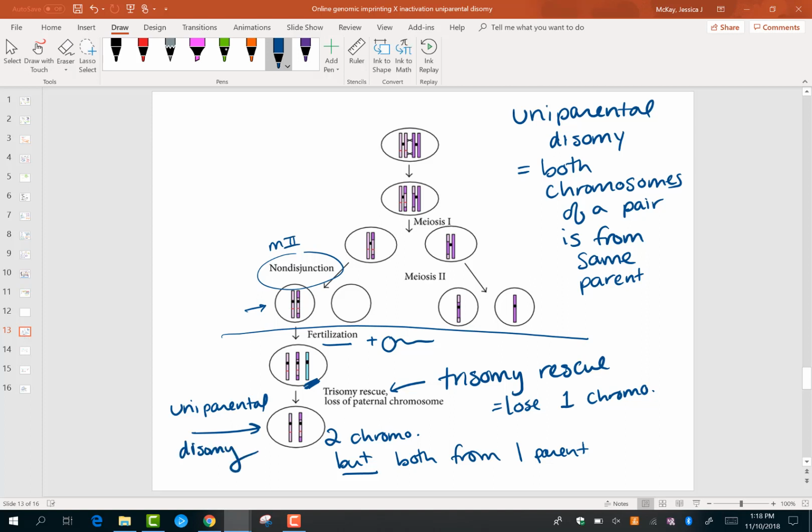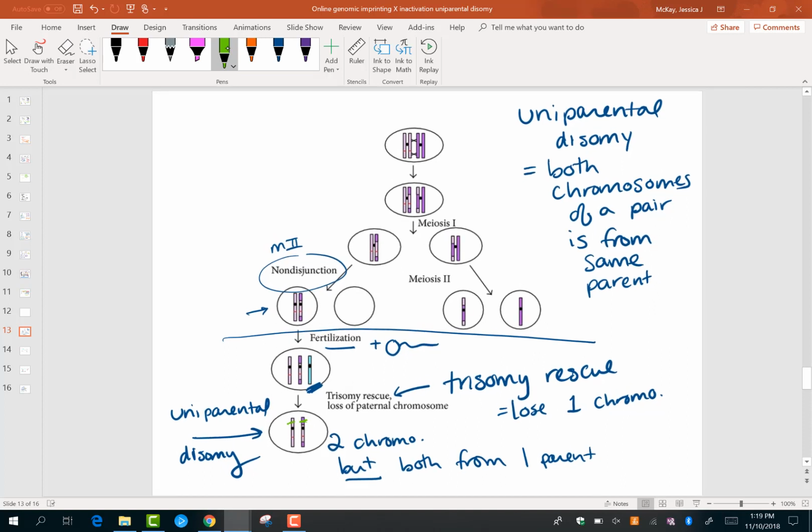One of the things I want you to see is that you still have 2 copies of each gene. This is why one of the questions talked about where you would have gene dosage issues. You're not going to have gene dosage issues here because you still have 2 copies of the gene. So you still can have biallelic expression.